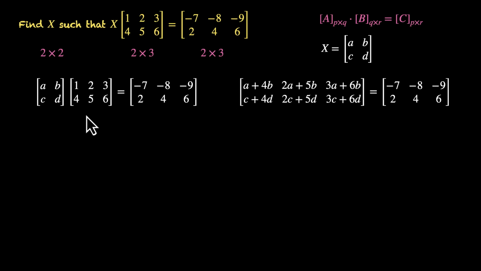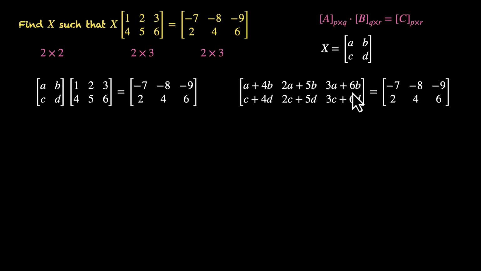And similarly, we'll have C plus 4D. That's the first element of the second row. Then we have 2C plus 5D. And then we have 3C plus 6D. These are the elements of the second row. Now we need 4 equations, but we actually have 6. Let's use the remaining 2 to check whether the equations are consistent or not.